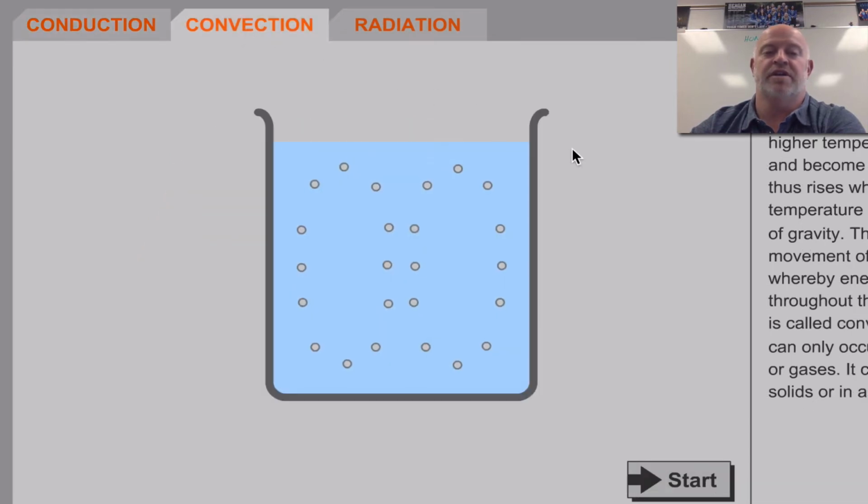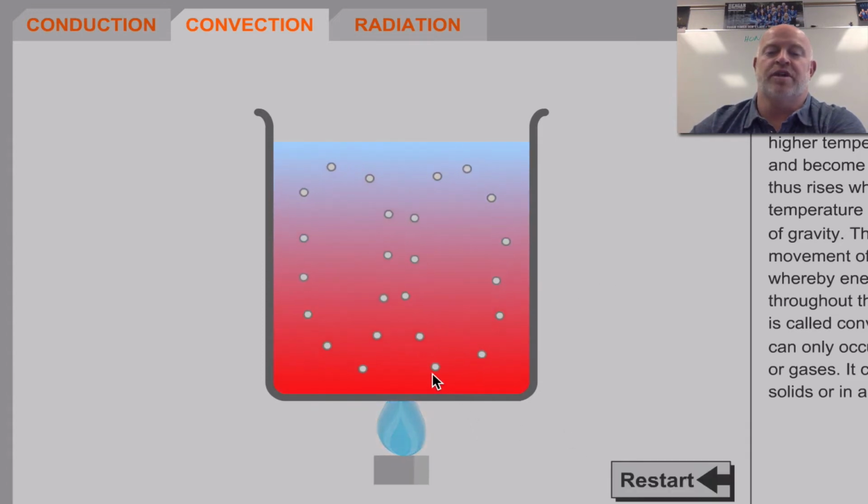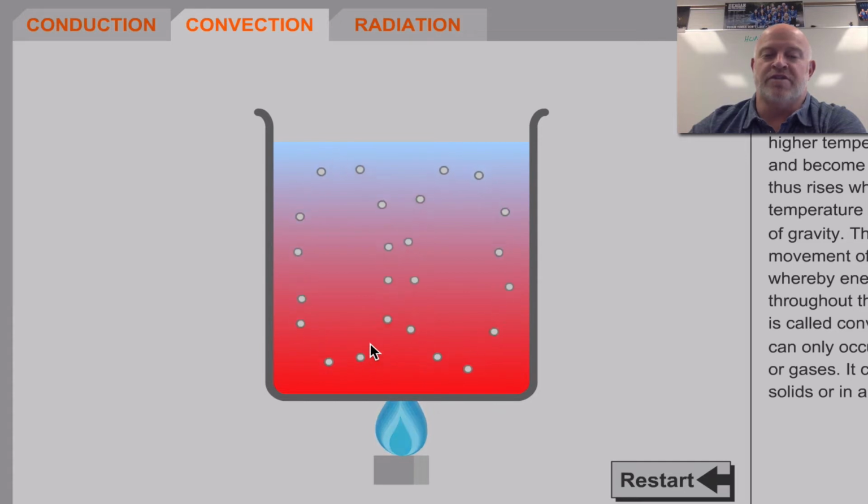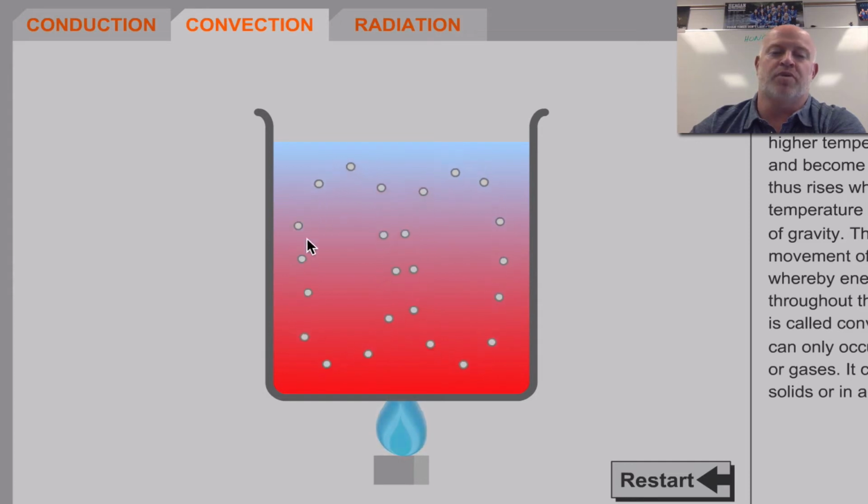Now convection, similar idea, except in this case we have a fluid. As you start to heat that fluid, the particles get more energy and they start to roll, or they start to move. So this particle moves its way up and it cools down, and then it gets pulled back in because of this constant motion, or this convection.